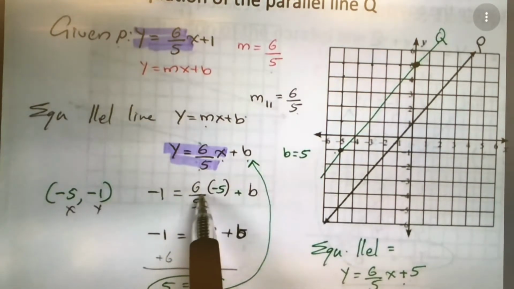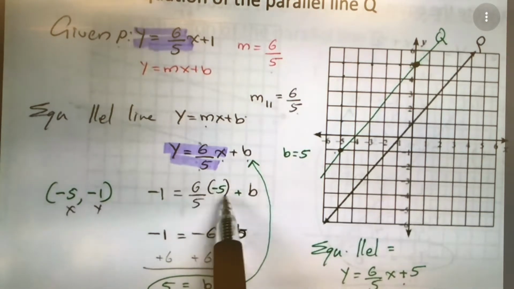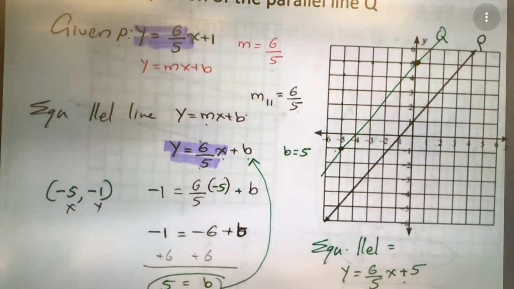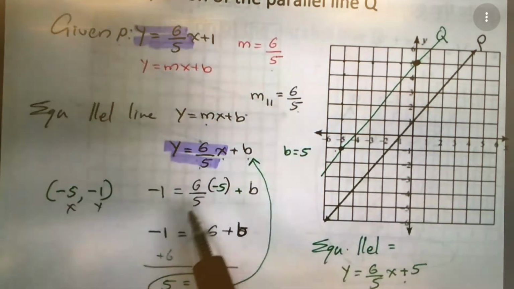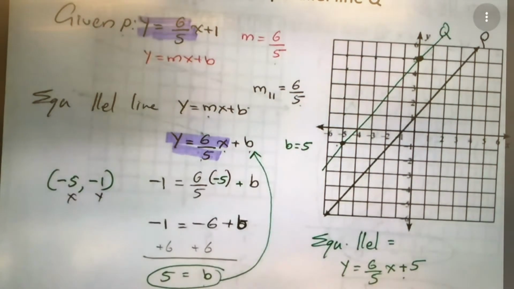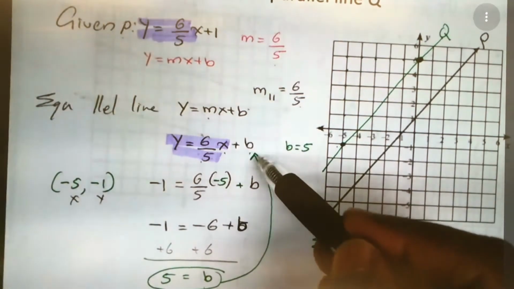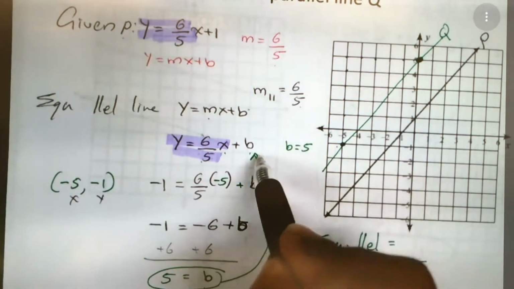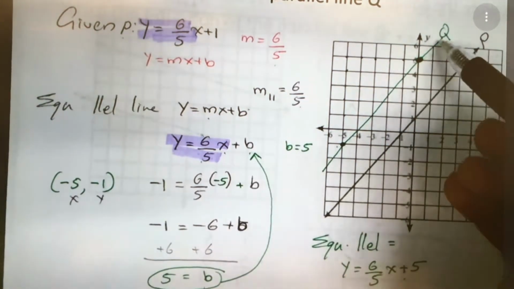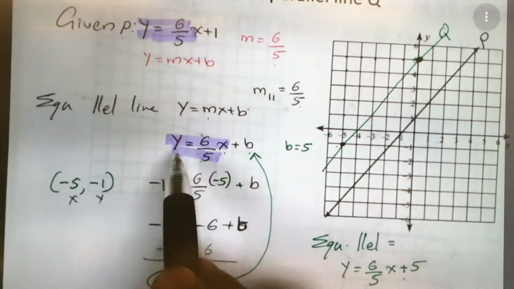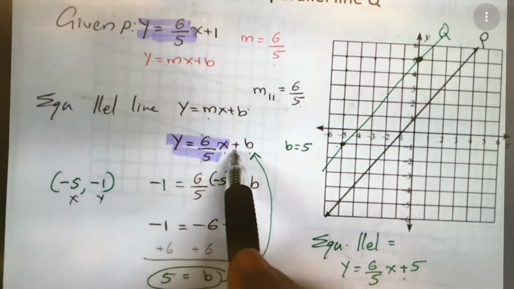When you have a fraction, you need to multiply: 6 times negative 5 is negative 30, and divided by negative 5, that becomes negative 6. To solve for b, add 6 on both sides, and I get b is equal to 5. Now you have b, so replace the b with the 5. So the equation of my parallel line Q is y equals 6/5 x plus 5.